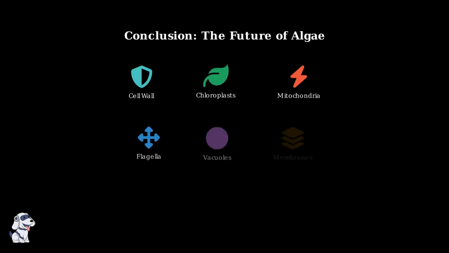So that's a wrap on algal cell structure. We've taken an incredible journey through the microscopic world of algae, exploring every component that makes these organisms so remarkable. We've covered everything from the protective cell wall to the locomotion-enabling flagella. Each component plays a crucial role in making algae the versatile organisms they are.